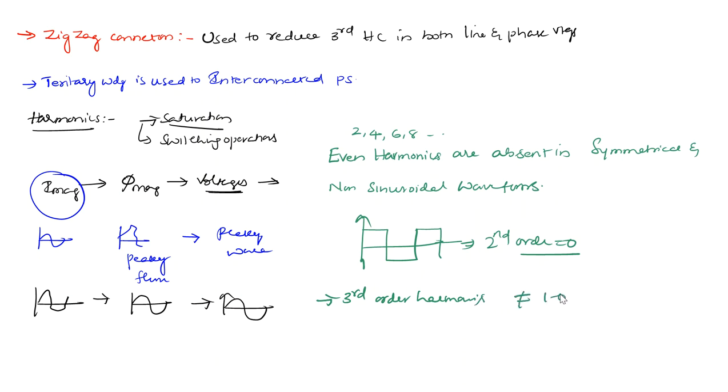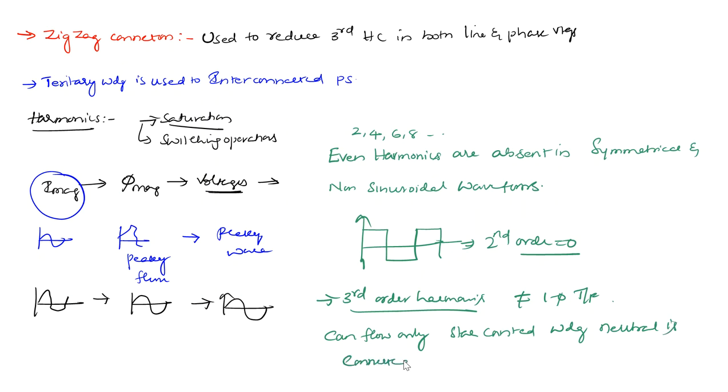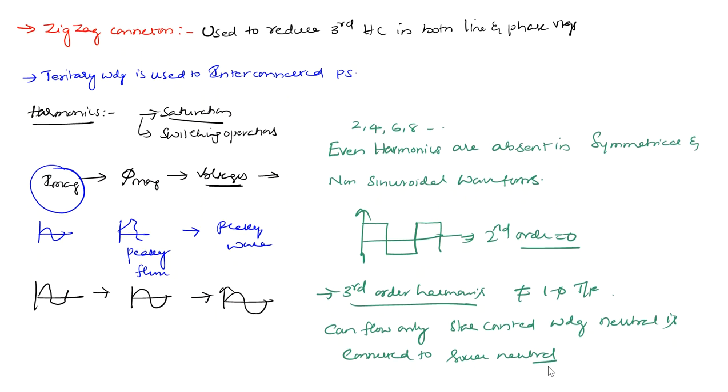Harmonic doesn't affect single phase transformer here. Okay. Now, in a three phase transformer, the third harmonic current can flow only when the star connected winding neutral is connected to the source neutral.